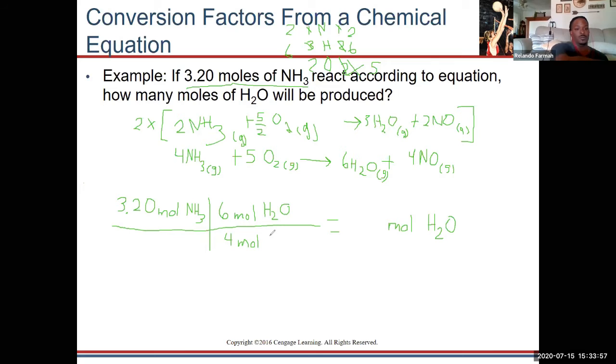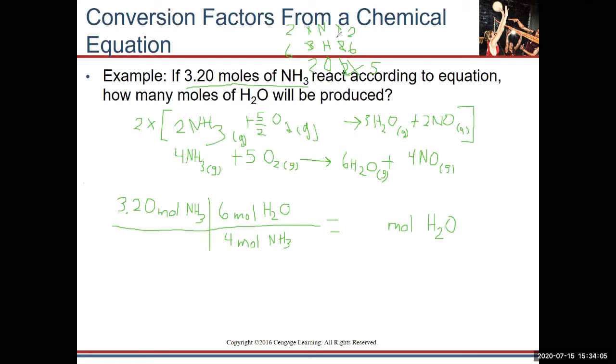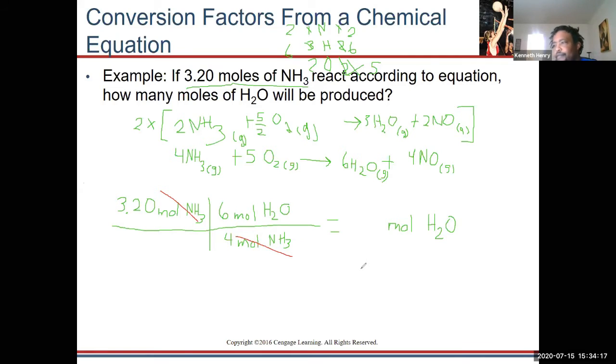NH3, you cancel out. And then you divide by 3.2. That gets you 4.8 moles of H2O. What did you get?